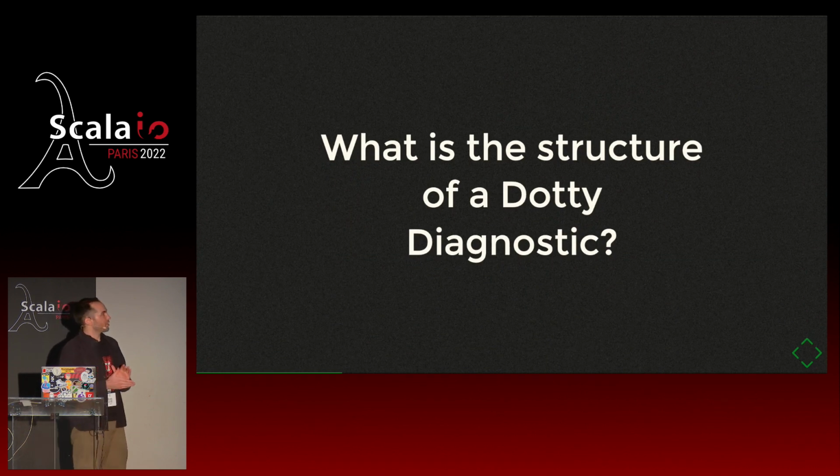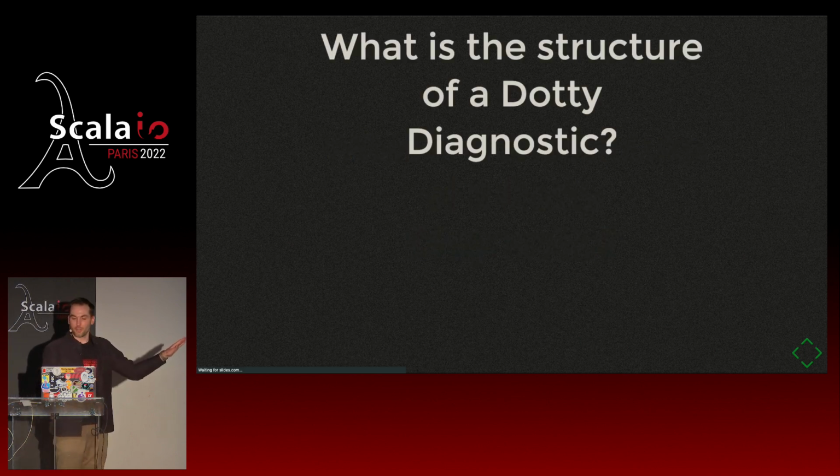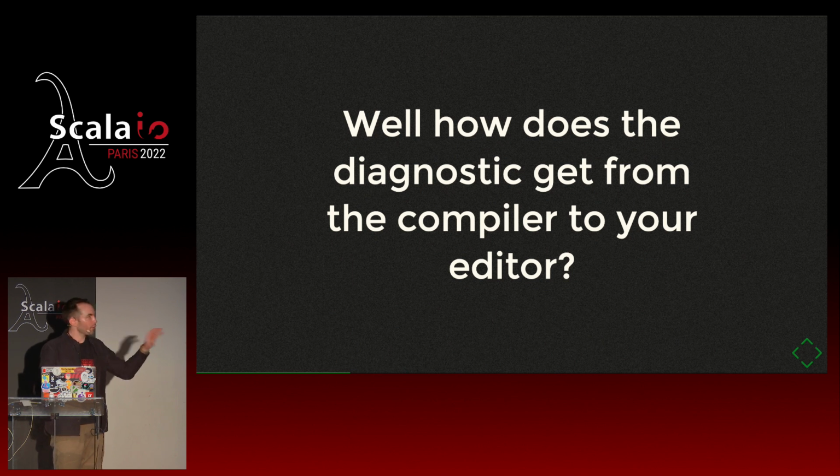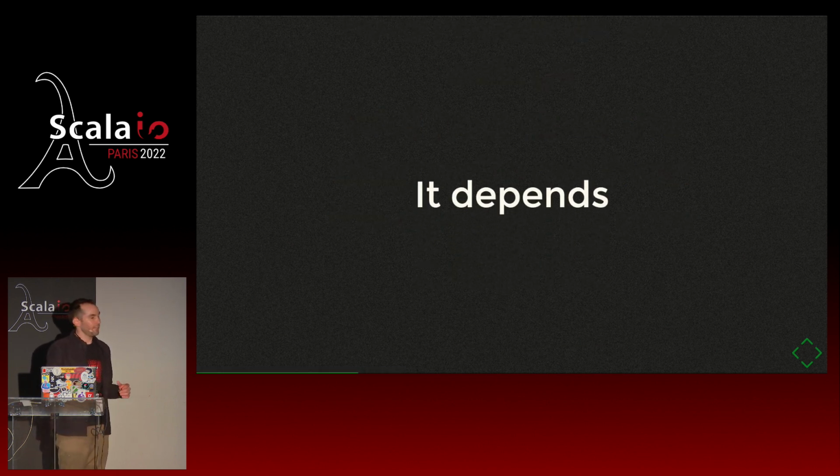In order to answer that question, we have to dig into diagnostics a little bit inside of Dotty. And for the most part of the talk today, I'll focus on Scala 3. And we have to answer this question first. So another way to phrase the question would be, well, how does the diagnostic get from the compiler to your editor? And you sort of need to understand this as well when we look at what makes up a diagnostic. So maybe it seems a little unrelated, but we'll get into it. And the answer is, well, it all depends.